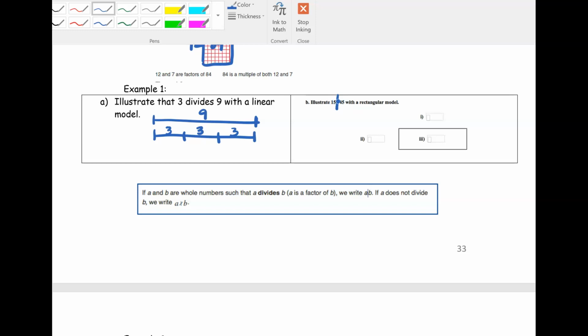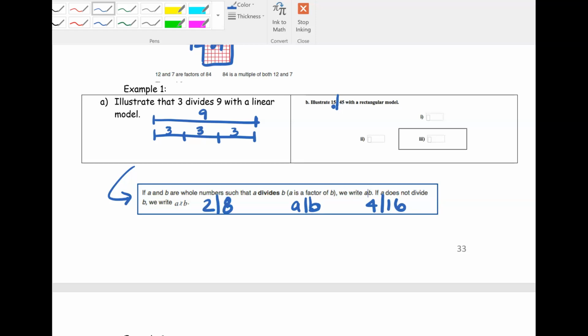You know what, we're actually getting ahead of ourselves. Let's check out this box right here. So this symbol, anytime a number divides another number, we write it with this vertical line. So A divides B is written like this, or 4 divides 16 is written like that, or 2 divides 8.